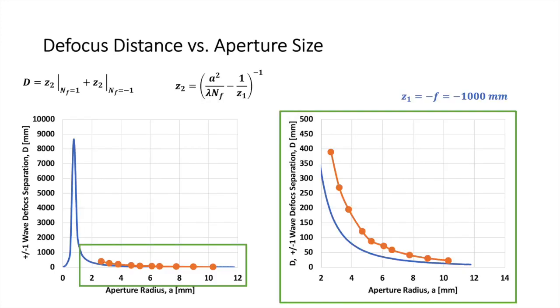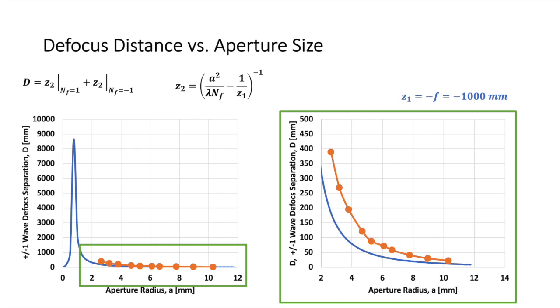Before proceeding, one interesting metric is how the separation distance between the plus and minus 1 wave of defocus changes as a function of aperture radius a. As seen here, we can theoretically calculate this curve by solving for the z sub 2 values at each of those planes. Our experimental data closely matched the theory, whereby increasing the aperture radius decreased the distance between the two defocus planes for reasonably sized apertures.